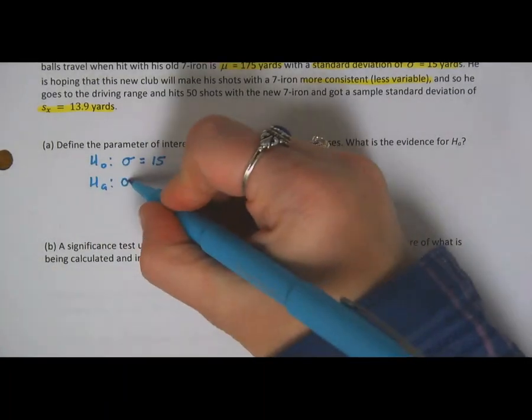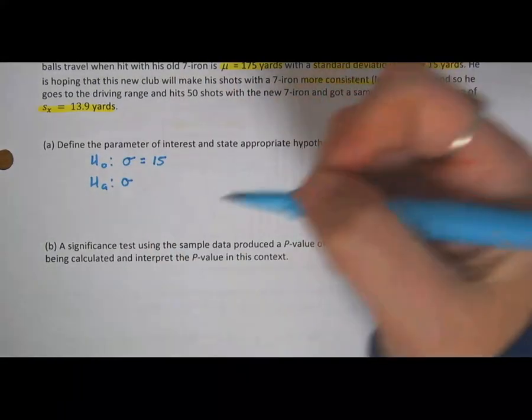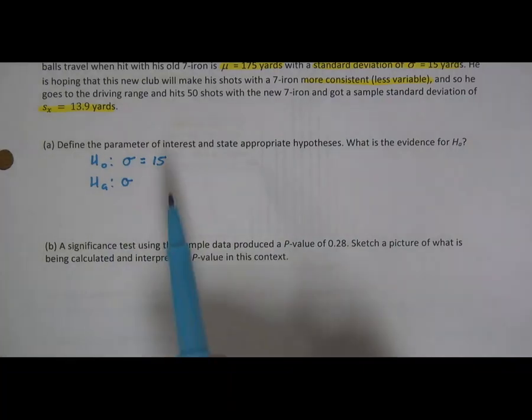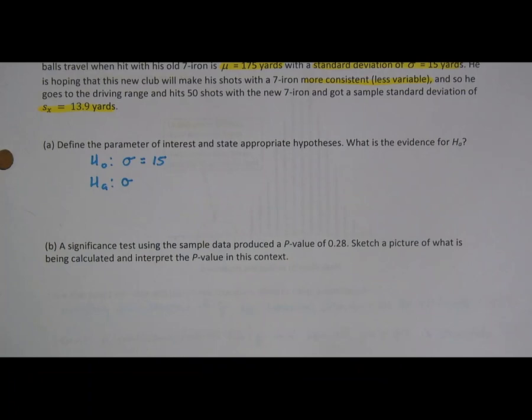Now he's hoping that, what symbol should I use? Greater than or less than or different than? He's hoping to make his shots more consistent or less variable. So does he want that? Does he want his new 7-iron to provide this less than this value, greater than this value, or just anything other than this value? Less than, yeah.